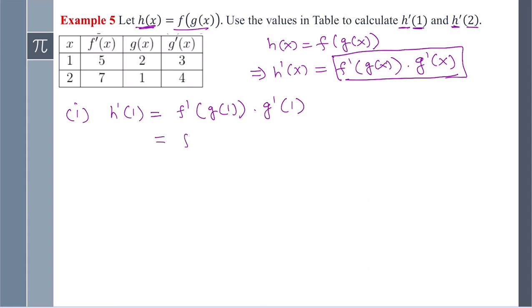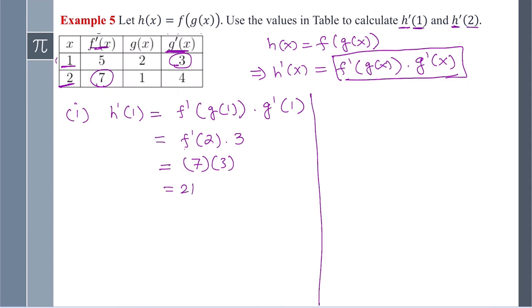So f prime of g of 1 means g of x at 1, the value of g when x is 1, is 2. So that means g of 1 is 2, times g prime of 1. Again, the table shows us that g prime of x at 1 is 3. So that is 3. Now we have to go one more step. Now this gives us f prime of 2. Okay, so the derivative of f at 2 is 7 from the table. So this is 7 times that 3, and that is 21.